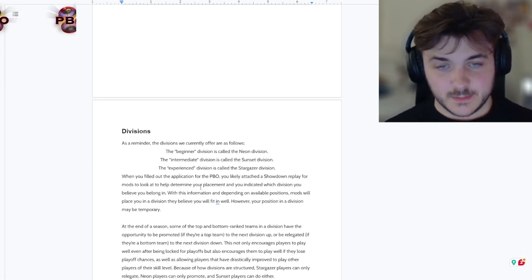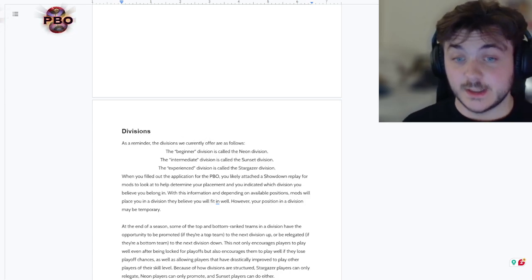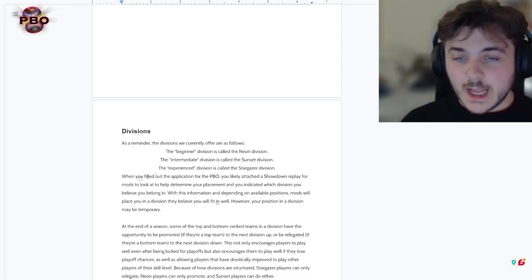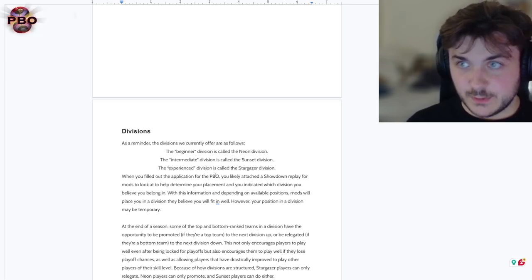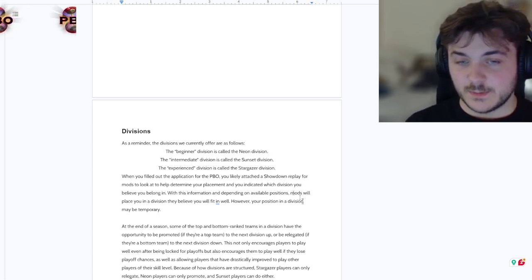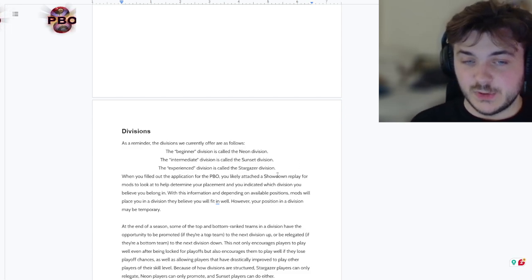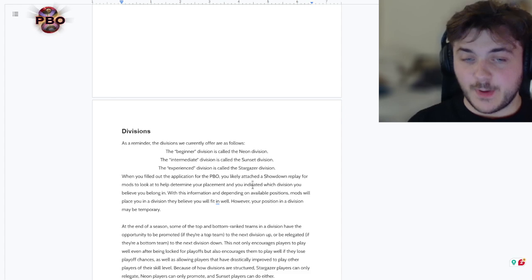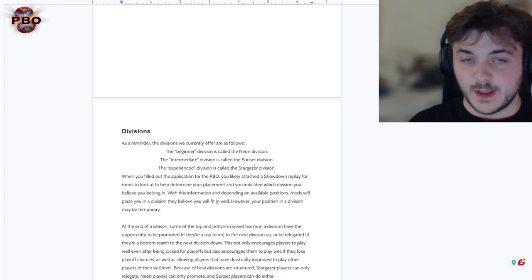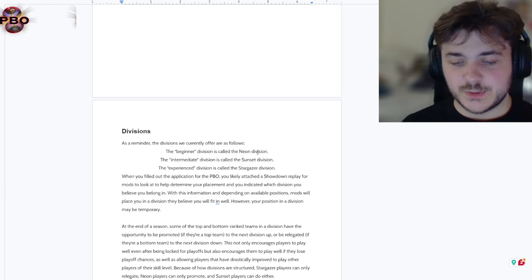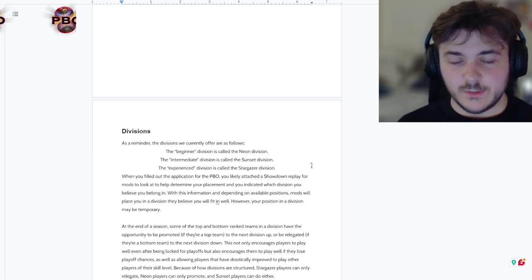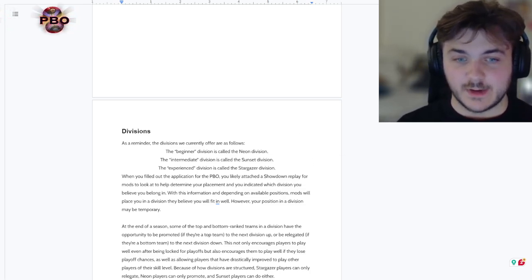Divisions. As a reminder, Neon is beginner, Sunset is intermediate, and Stargazer is experienced. When you filled out the application for the PBO, which I'm sure you probably did if you're in there, you likely attached a Showdown replay for mods to look at to determine your placement, and you indicated which division you believe you belong in. With this information, depending on available positions, mods will place you in a division they believe you fit well in. It's been a rare occasion where people join and they don't abide by that, but normally you get in the one you want, or at least waitlisted for that one.